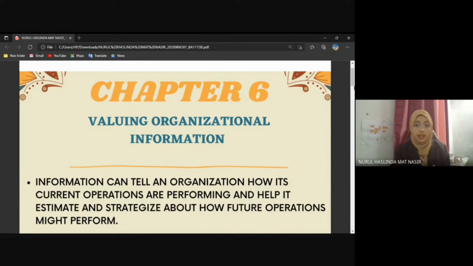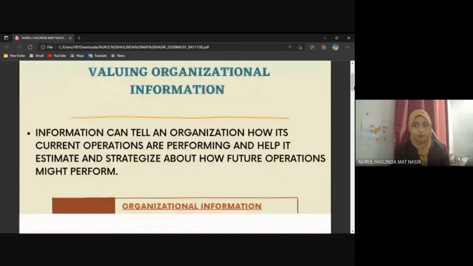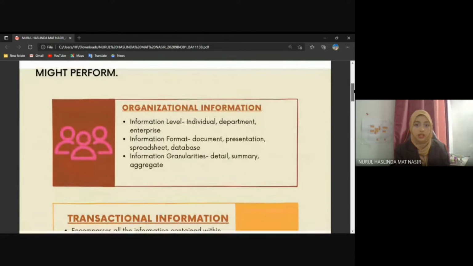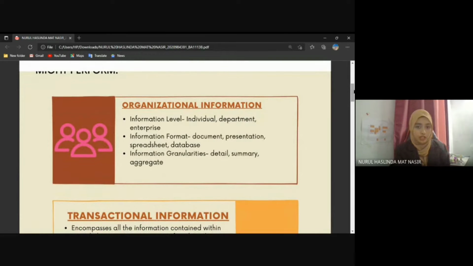Information can tell an organization how its current operations are performing and help it estimate and strategize about how future operations may perform. In addition, organizational information has three dimensions. The first one is information level, which is individual, department, and enterprise. Second, information format, which is document, presentation, spreadsheet, and database. Third, information granularities, which is detail, summarize, and aggregate.